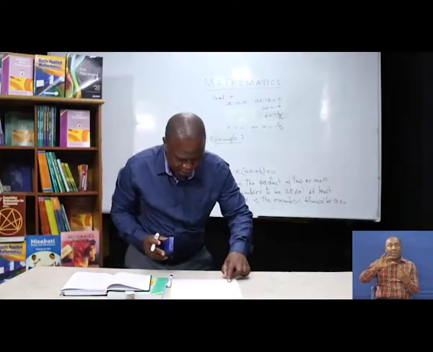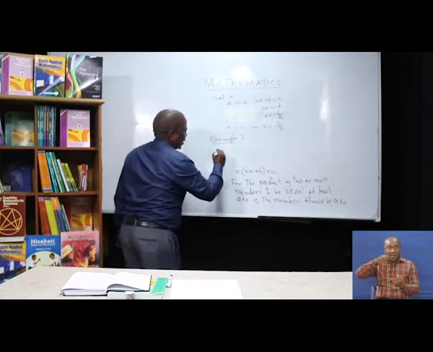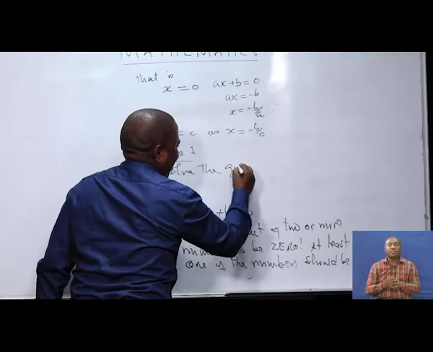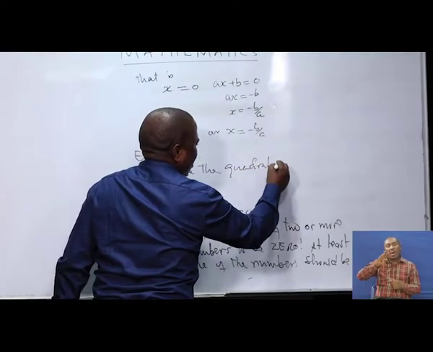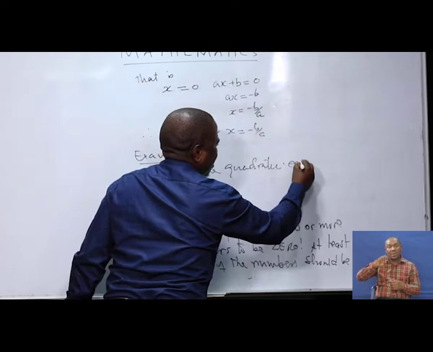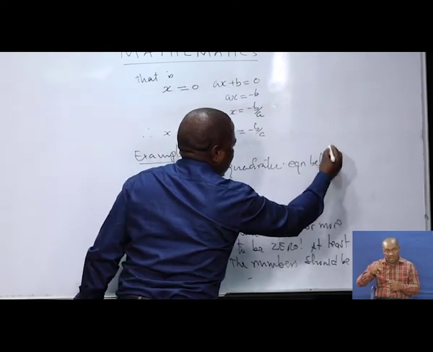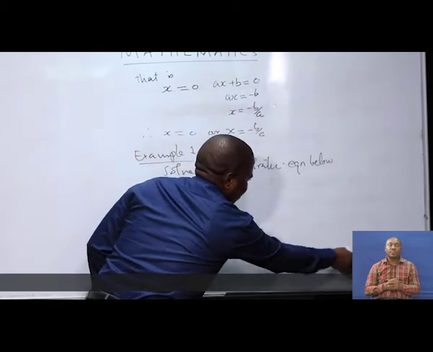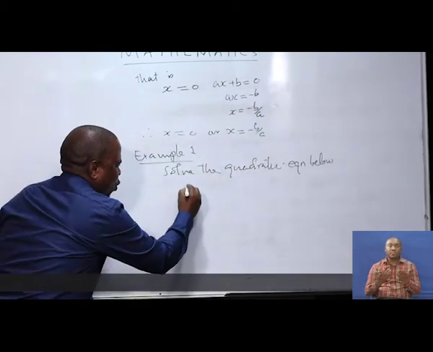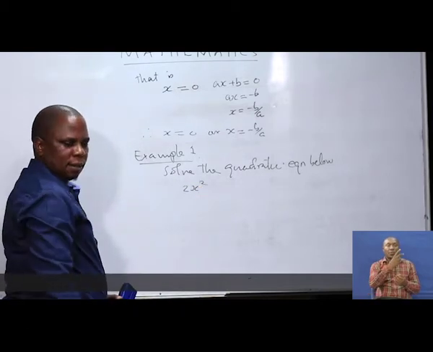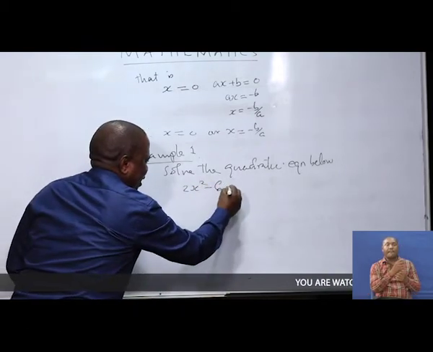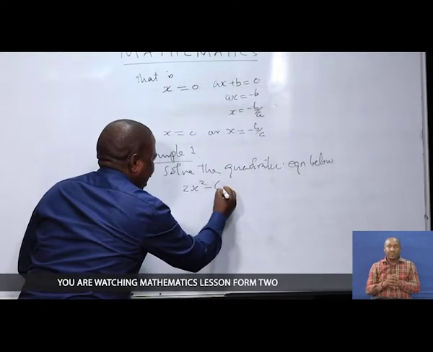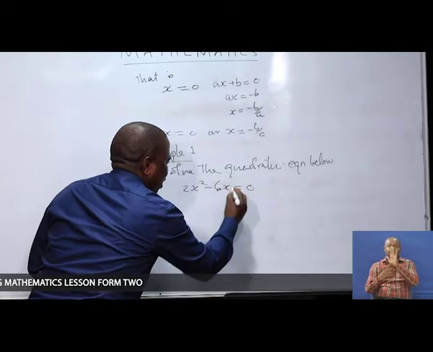We normally say solve the quadratic equation below. Solve the quadratic equation below. Let's say you have 2x squared minus 6x is equal to 0.